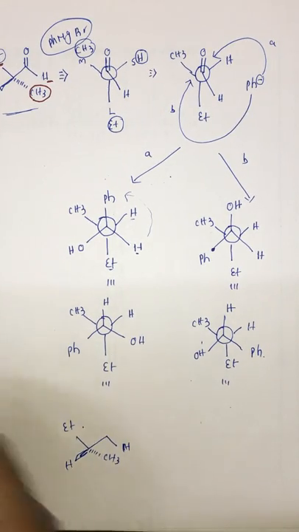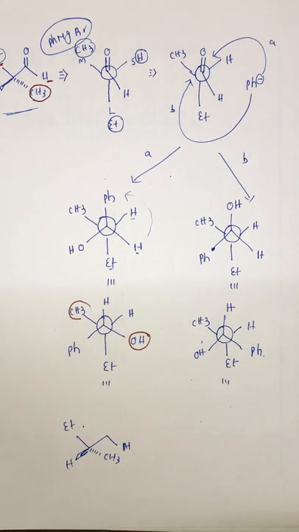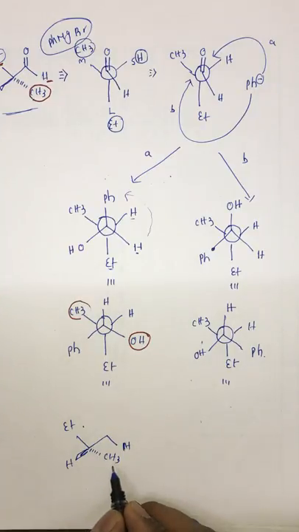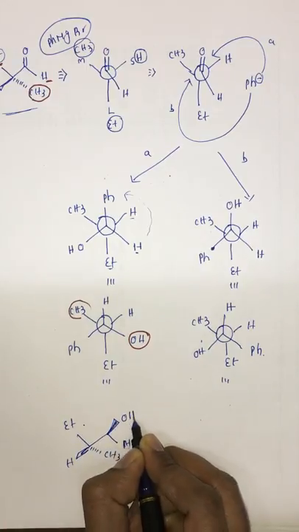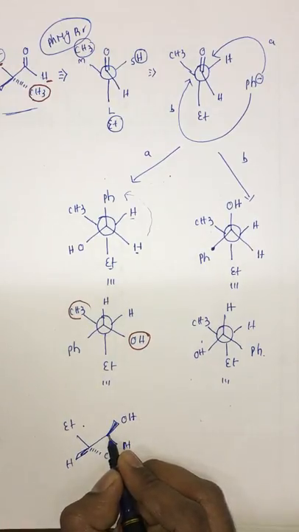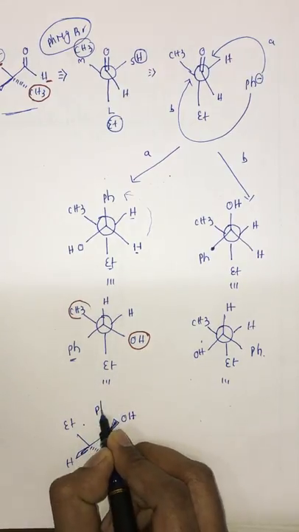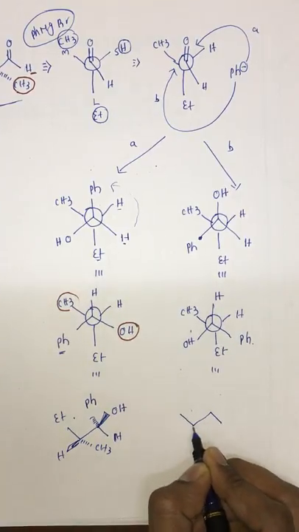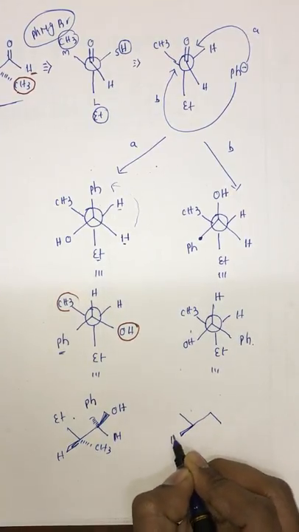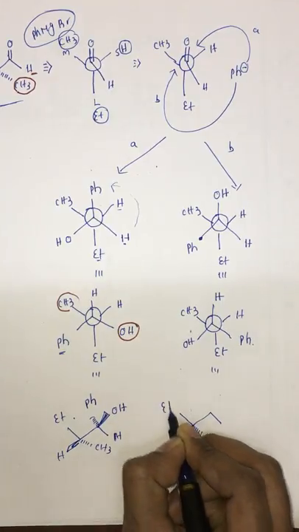In this form, the methyl group and OH are in opposite directions, anti, 180 degrees. So here methyl is present below the plane. That means here OH should be present above the plane, and then what is the other group? Ph, that should be below the plane. And here also we'll keep hydrogen above the plane and methyl below the plane, and here the ethyl group comes.